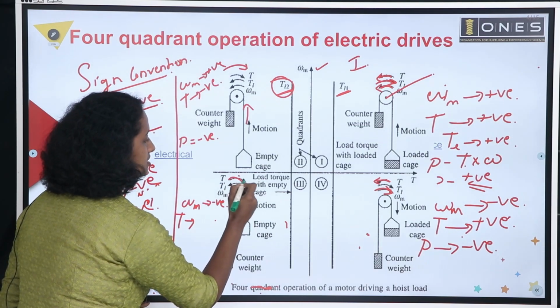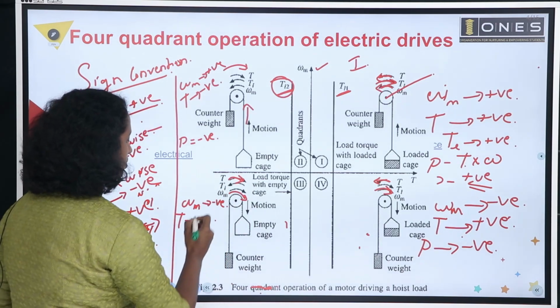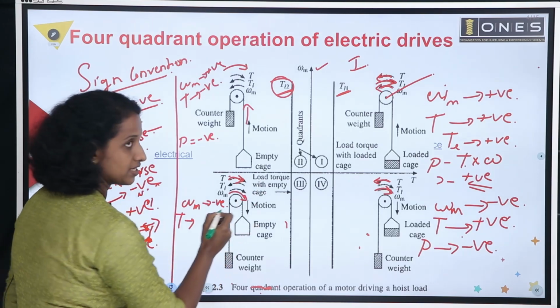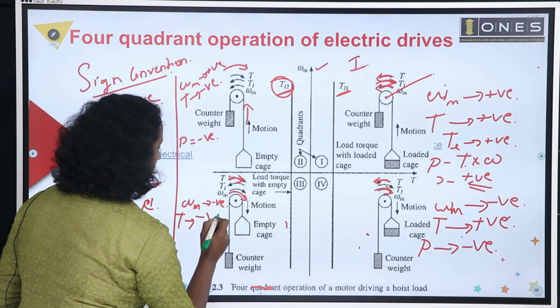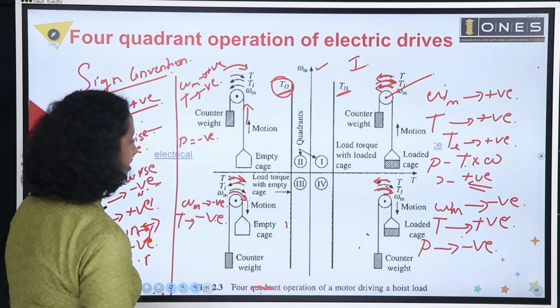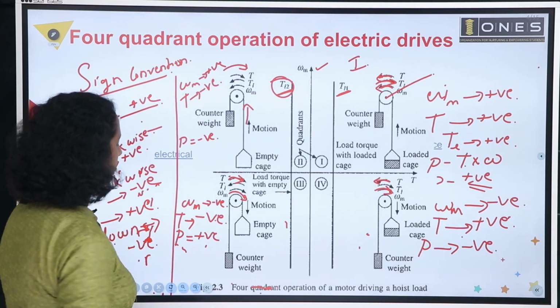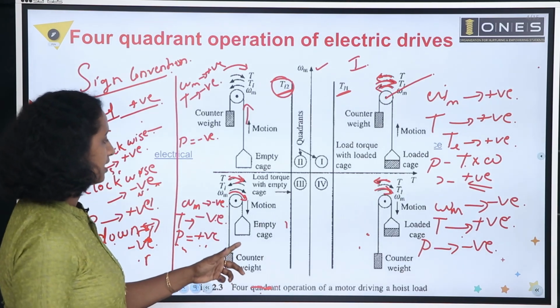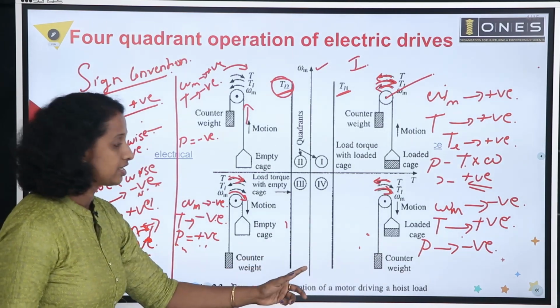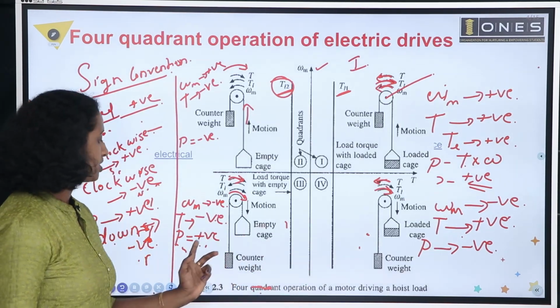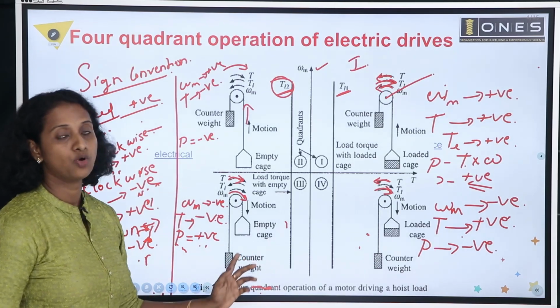Look at this. This is the motoring torque. So torque is in the clockwise direction. So torque is negative. Speed is also negative. So what about the power? Power is positive. So this is a case of speed is negative, that is reverse, power is positive, that is motoring: reverse motoring mode.